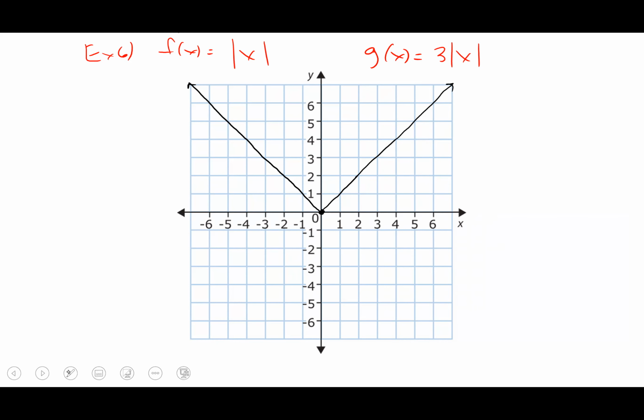Okay, the G function is going to be, so notice the X value, anything that's on the X axis is not going to multiply, right? It's still on the X axis. So we got the 0, 0 still here. But this time, instead of going to 1, 1, it's going to go up 3 times faster. So instead of going over 1, up 1, it's over 1, up 3, and keep on going. So 3 times faster as it's going up.